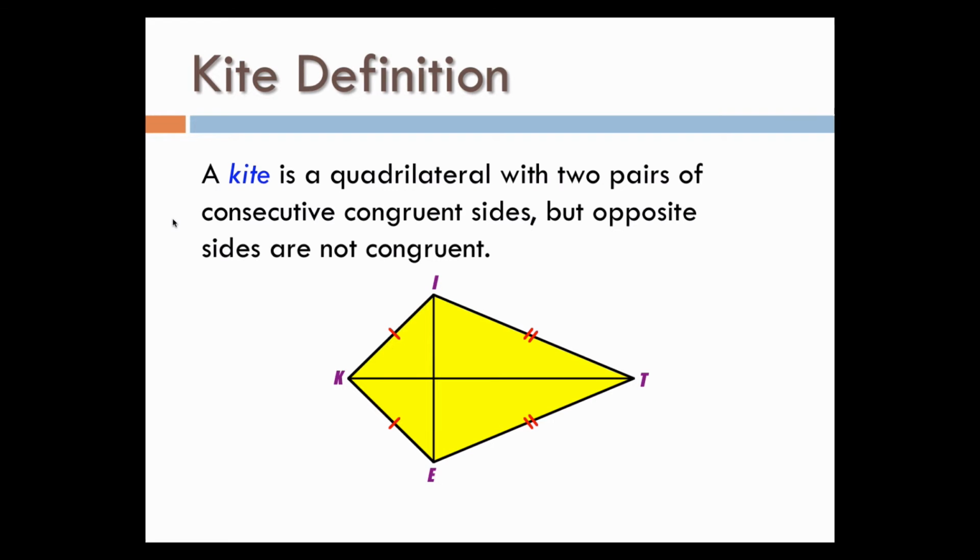Opposite sides are not congruent. And in a parallelogram, the opposite sides have to be congruent. So like trapezoids, kites do not play well with the other guys. Because they're not parallelograms, they can't be rhombi, they can't be squares, they can't be rectangles. They're off doing their own thing.